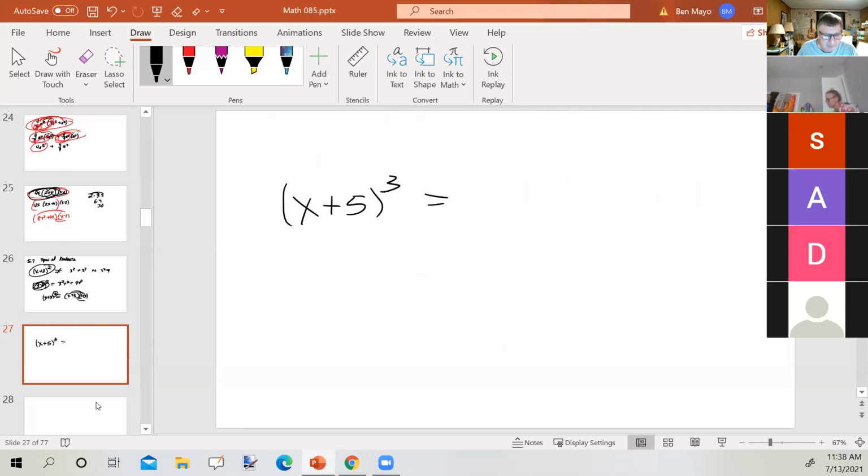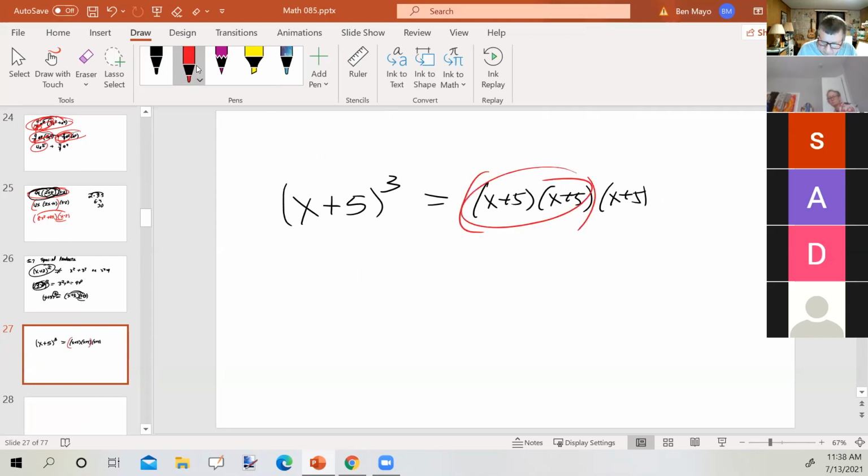Or let's say you've got this cubed. That's not equal to x cubed plus 5 cubed. It's x plus 5 times x plus 5 times x plus 5. And here again, you're going to come back and just do 2 of them first, get the result, which is going to be what, x squared plus 10x plus 25, and take that times the final binomial. Okay, so that's another biggie where people tend to write this incorrectly. So watch out for that.